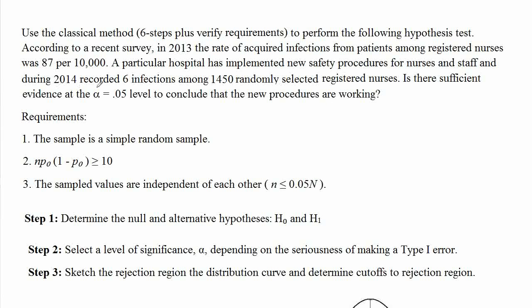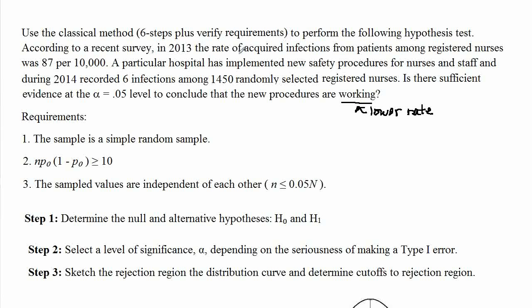During 2014, they recorded 6 infections among 1,450 randomly selected registered nurses. Is there sufficient evidence at the alpha 0.05 level to conclude that the new procedures are working? If they're working, then that should lower the rate of infection. That would be what we mean by working.